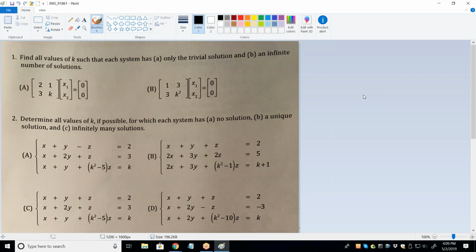It says, find all values of k such that each system has only a trivial solution, that has to be unique, and an infinite number of solutions. Yes, sir. All right. So, first of all, multiply these two matrices by one another. And the reason we can is this, hold on, let me write it above here.